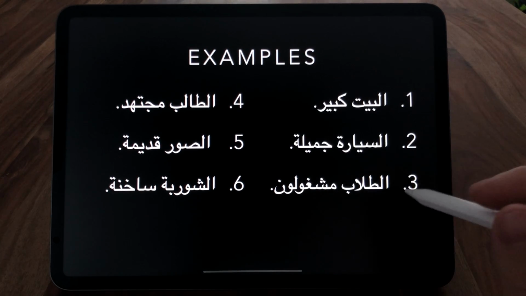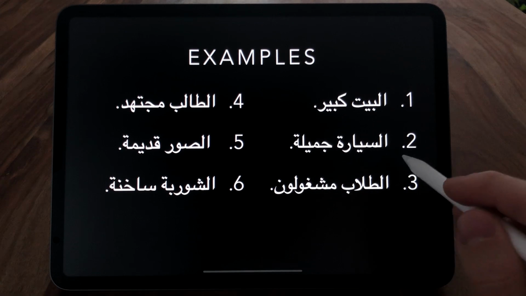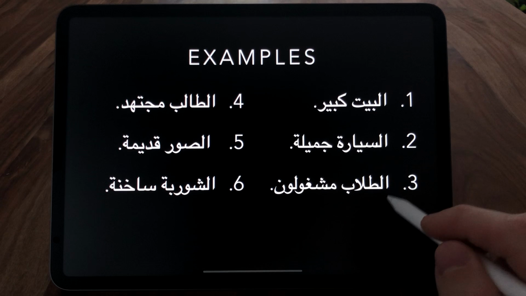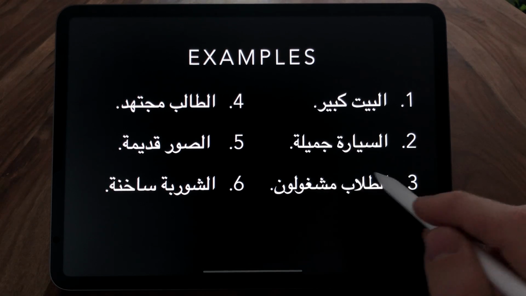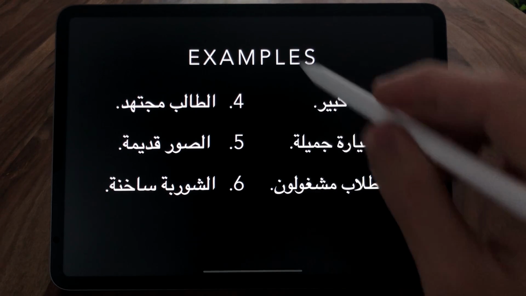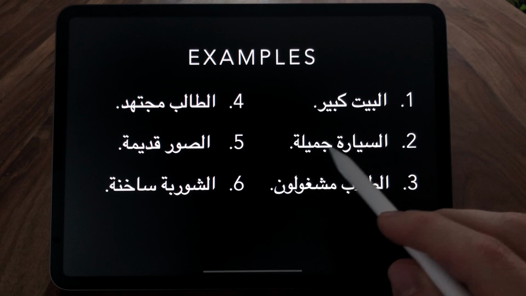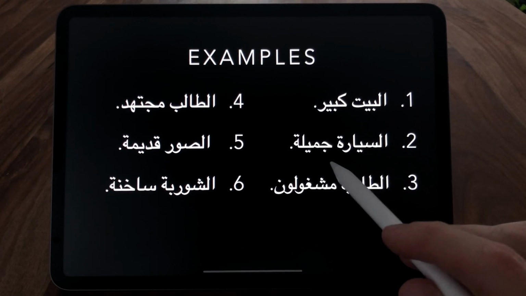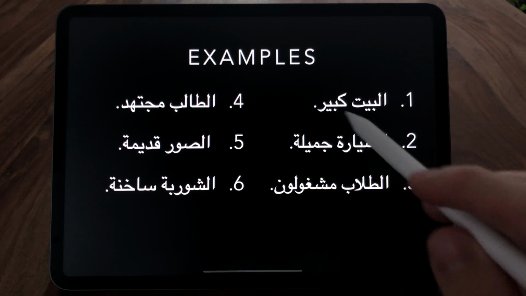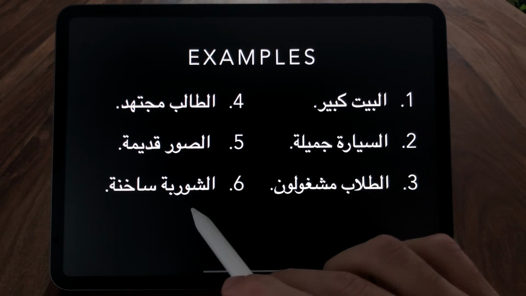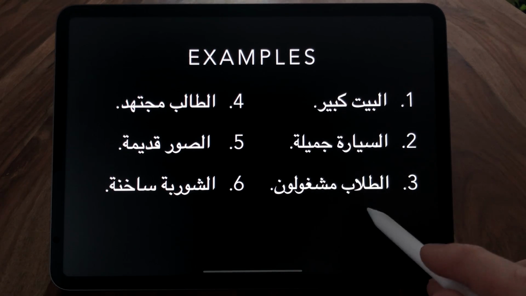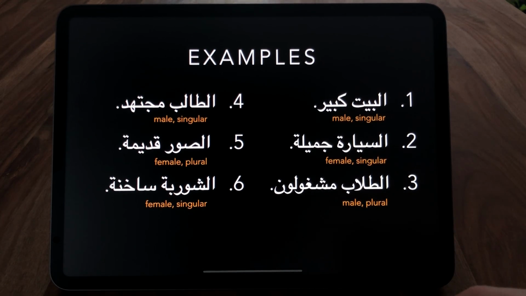البيت كبير. The house is big. السيارة جميلة. The car is pretty. الطلاب مشغولون. The students are busy. الطالب مجتهد. The student is diligent. الصور قديمة. The photos are old. الشوربة ساخنة. The soup is hot. Did you get these right?